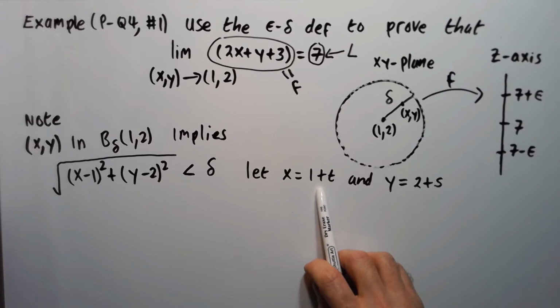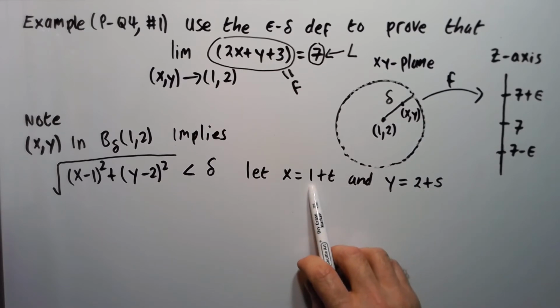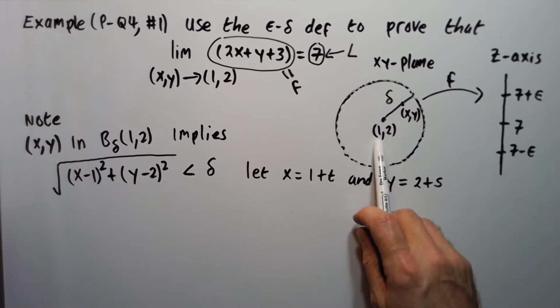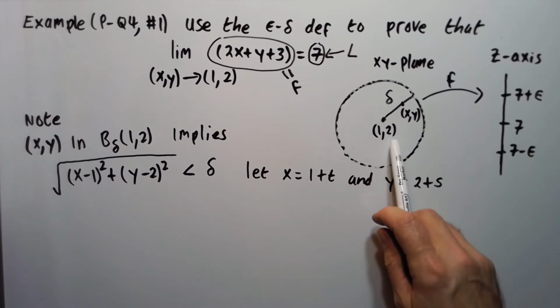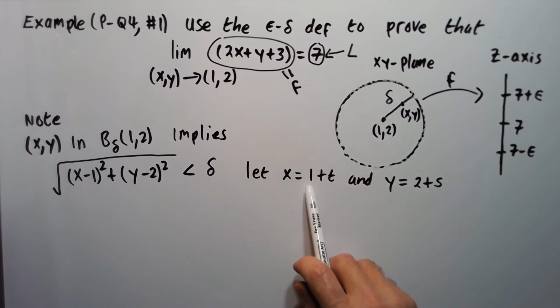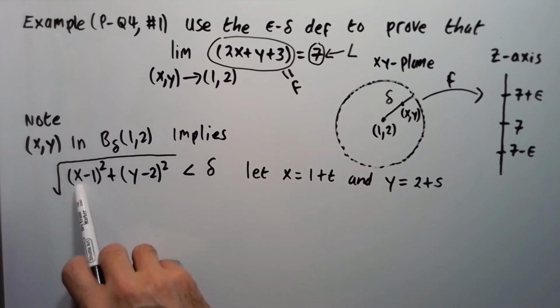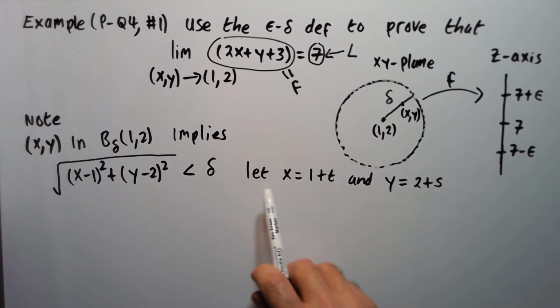Okay, so x is 1 plus t, y is 2 plus s, and how I got the 1 is from the center. It's a 1 in the x, and 2 is from the y part of the center. Now I'm going to substitute the 1 plus t in place of x over here, and the 2 plus s in place of y right here. So let's do that.